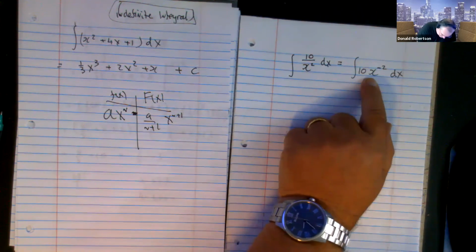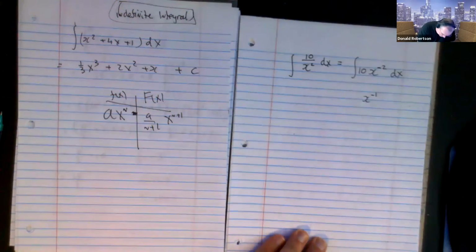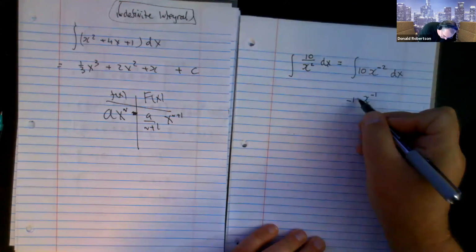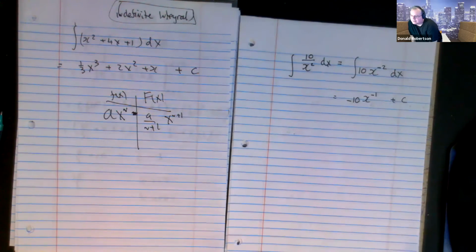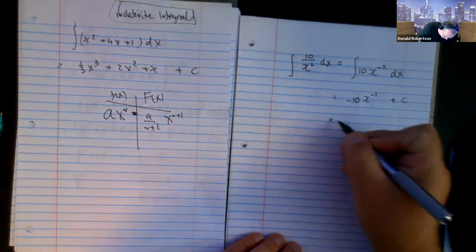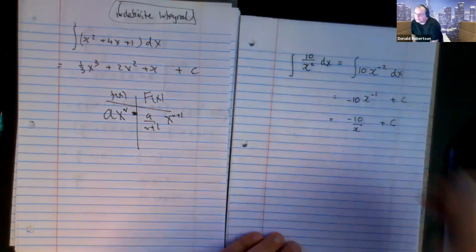Now, the rule is add 1 to the power and then divide by the new power. Are you happy about that? Add 1 to -2 gets you -1, and then divide by -1 gets you that guy. But remember style points. And now we're finished.